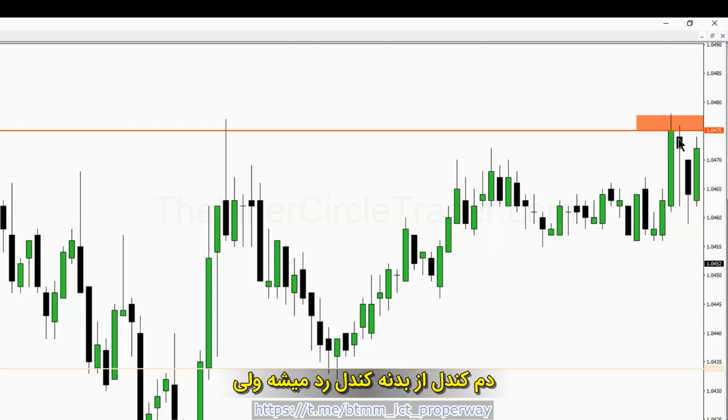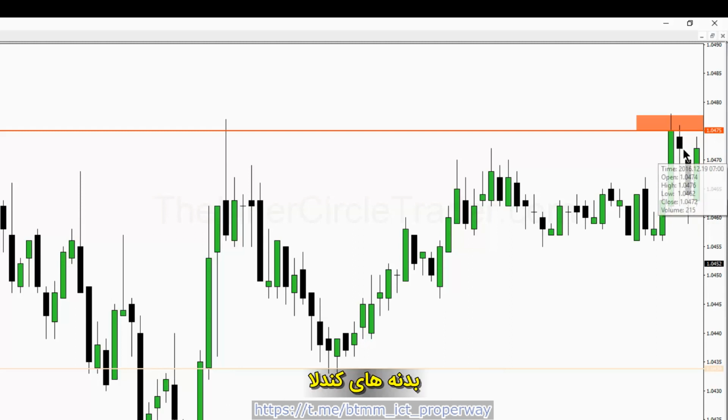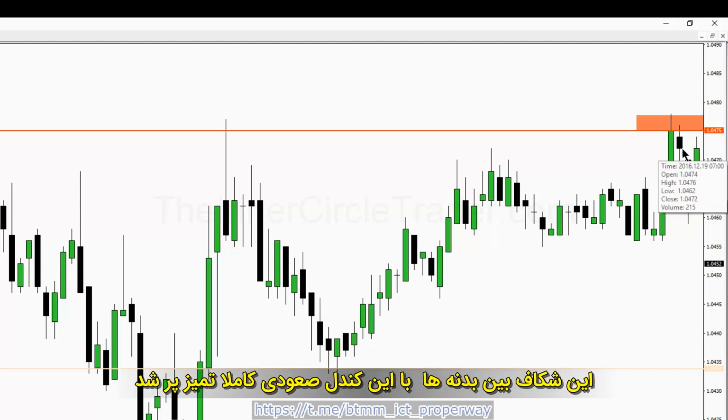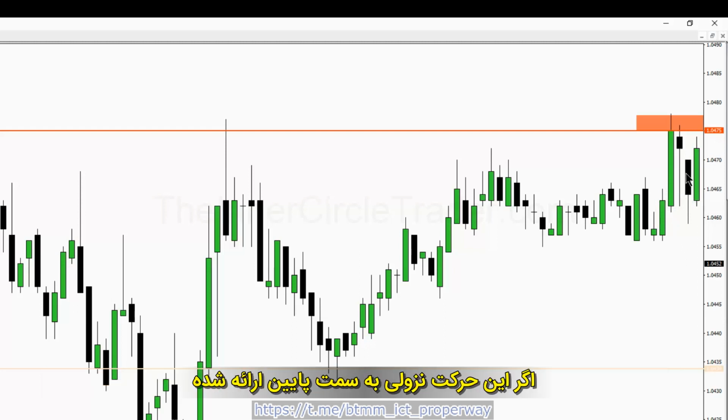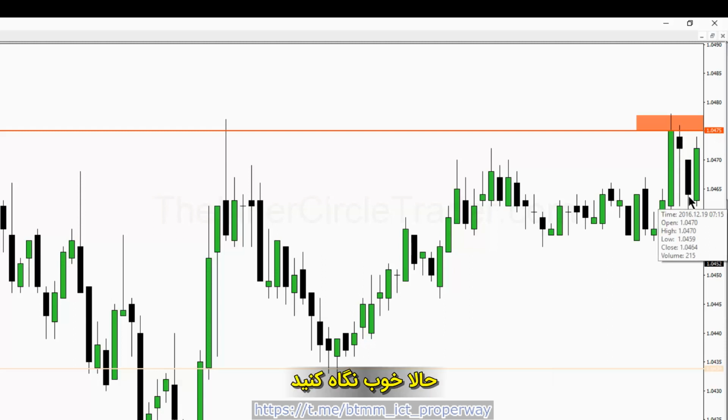The wick trades through the body, but the bodies of the candle completely close in here. So this gap between these two candles, these two black down candles, this gap in between the bodies have perfectly been filled in with this up candle. So this is exactly what I'm referring to as efficiency in terms of the price delivery. If this movement lower has been offered on the downside, okay, now look closely.